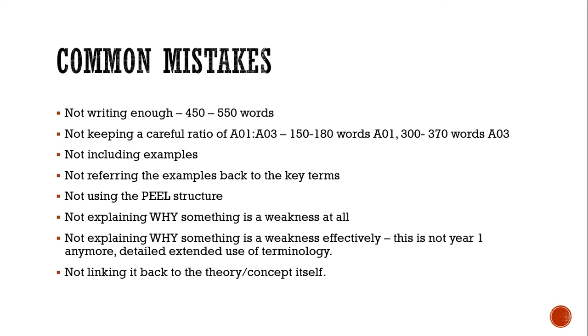Not using the PEEL structure, we've discussed why, because it moves you down the bands of effectiveness of evaluation. Not explaining why something is a weakness at all, so not using the explain, or not explaining why something is a weakness effectively. So this is not year one anymore, detailed and extended use of terminology. So use the PEEL structure, make sure you explain why something's a weakness, work really hard to make that as effective as possible by using your terminology, extending it, and then link back to the theory or the concept itself. So always talk about cultural bias within this one, of course, or whatever concept it may be.